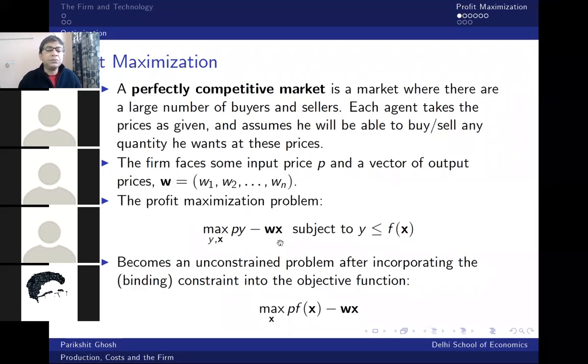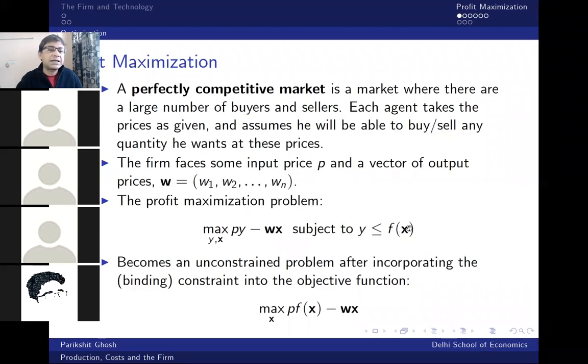The firm's problem is to maximize the difference between revenue and all the money it spends on purchasing these inputs from the market. Okay, so that's the Wx thing. So this difference by definition is profits, and the firm is choosing this. And what is the constraint on the firm? The constraint on the firm is the production function. The output cannot exceed what is permitted by the production function.